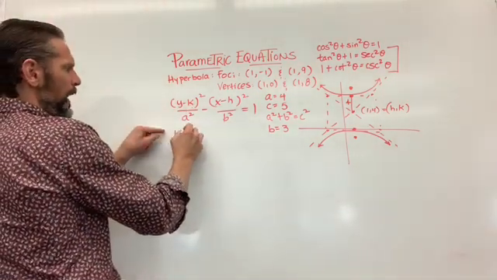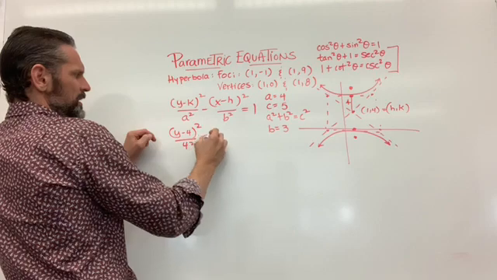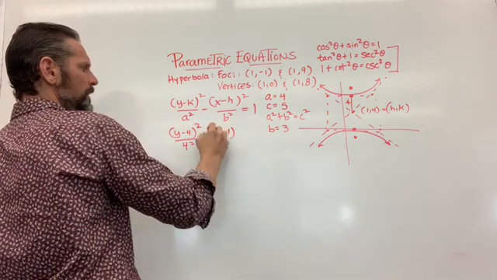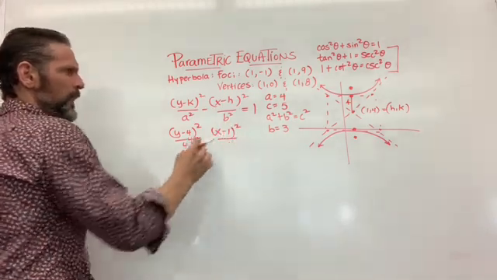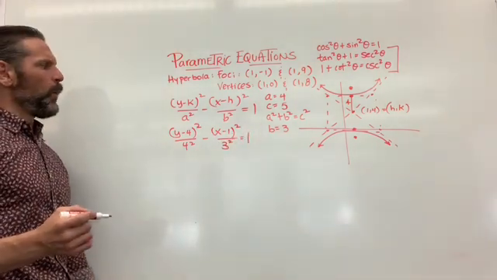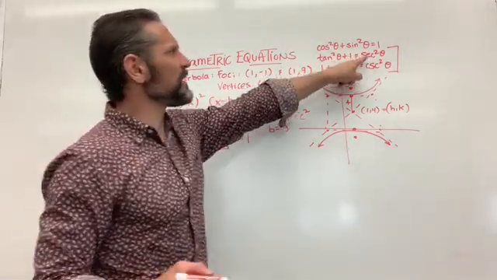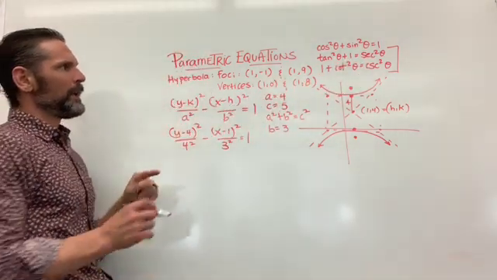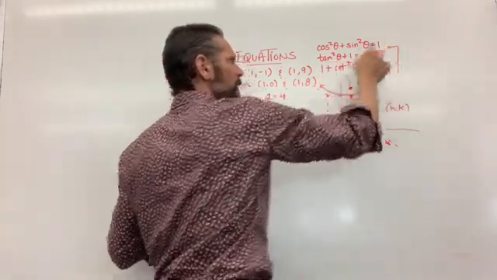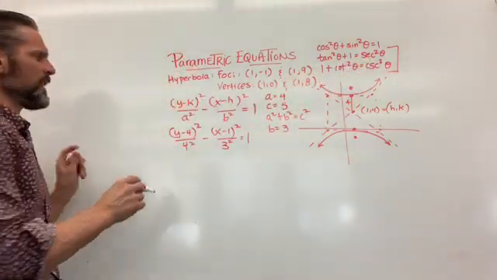I know it's (y - 4)² over, my a was 4, so 4² or 16, minus (x - 1)², my h was 1, over, and my b was 3², equals 1. That's what I'm heading for. Well, because my orientation is vertical, I'm going to choose secant associated with the y. Why did I do that? Because I know I'm going to bring this one over and subtract it. Whatever I choose as tangent is going to be subtracted from secant. Because the orientation is vertical, I'm going to choose secant being the y.